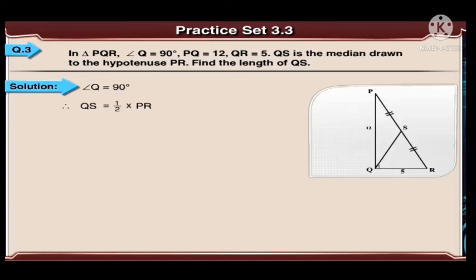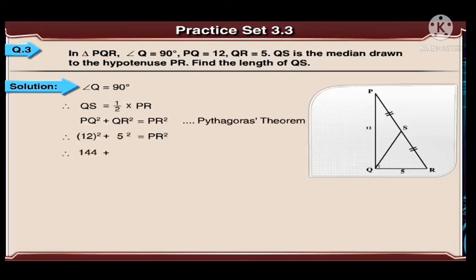By applying Pythagoras theorem in triangle PQR, we get PQ square plus QR square is equal to PR square. Therefore, 12 square plus 5 square is equal to PR square. Therefore, 144 plus 25 is equal to PR square. Therefore, 169 is equal to PR square. Therefore, PR is equal to square root of 169. Therefore, PR is equal to 13.